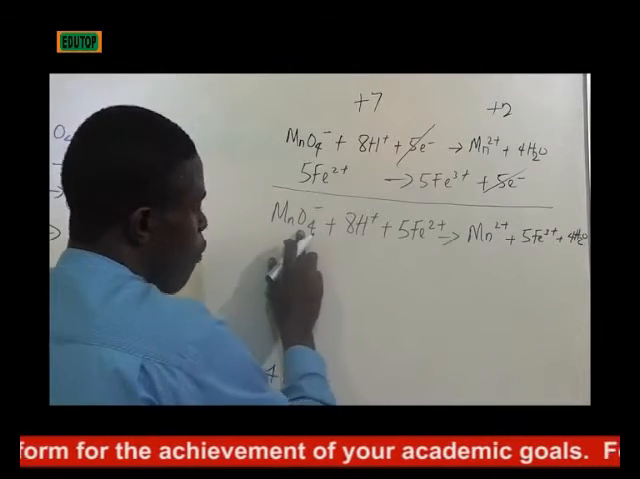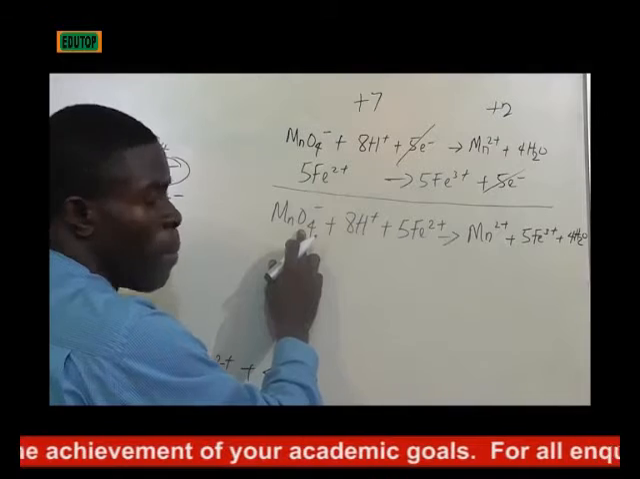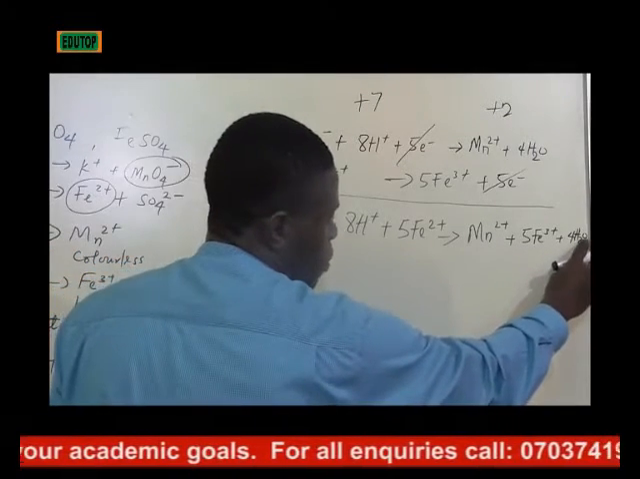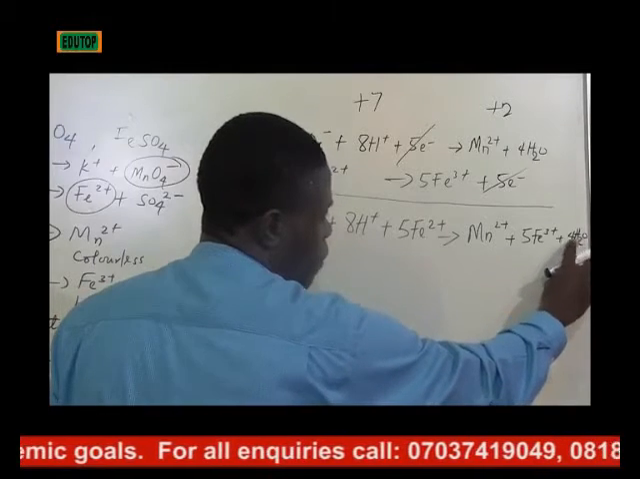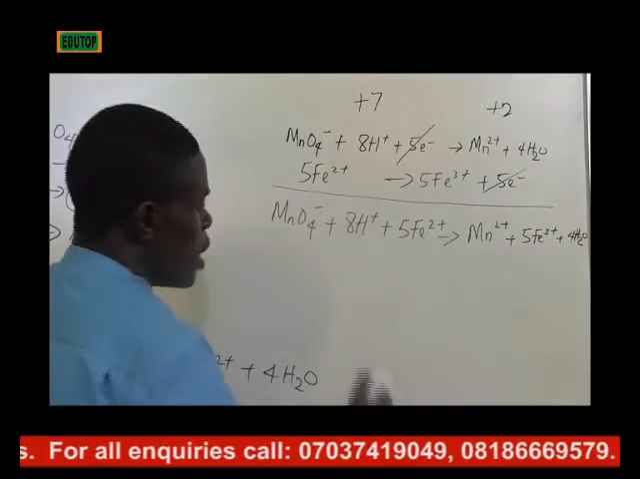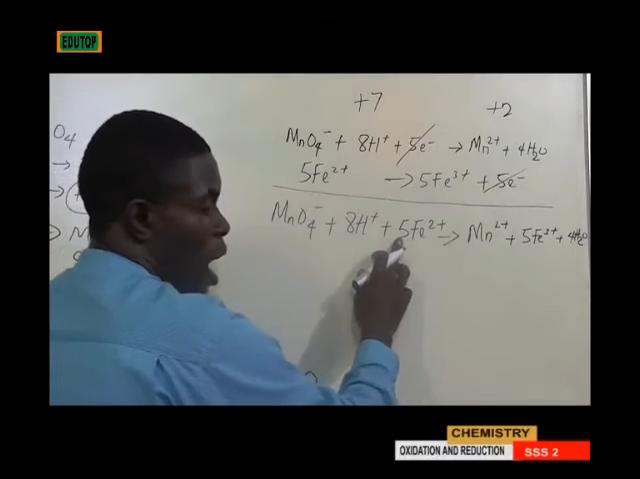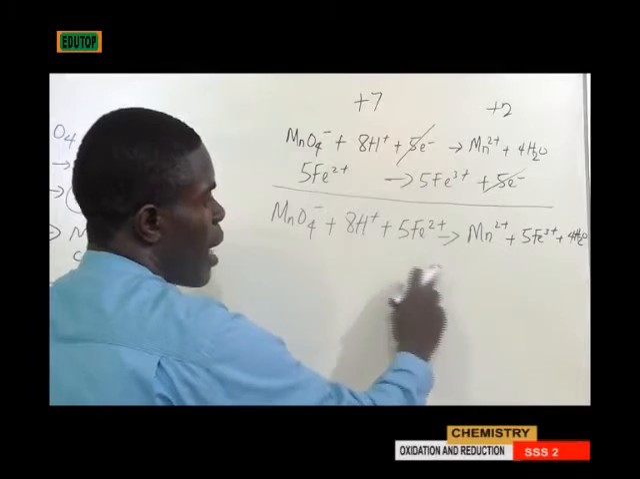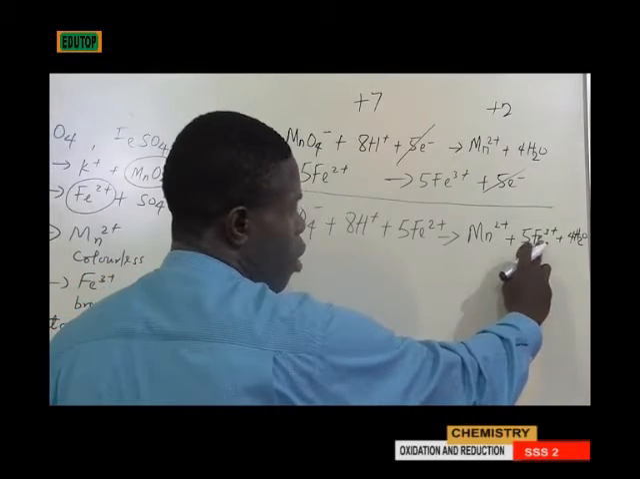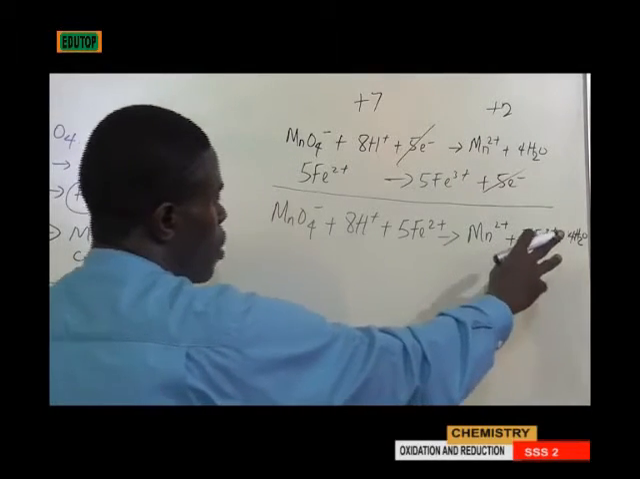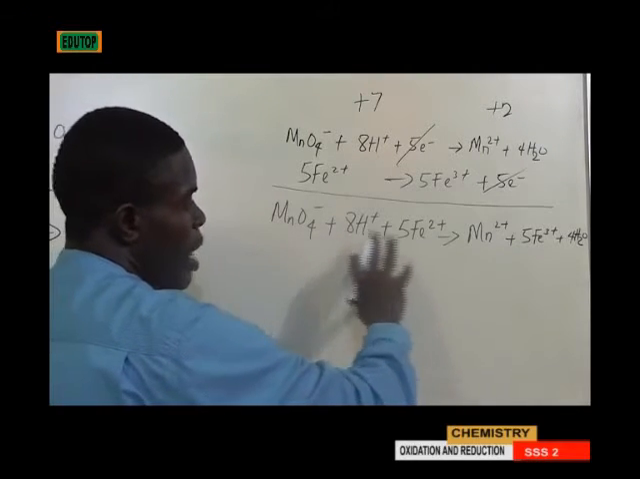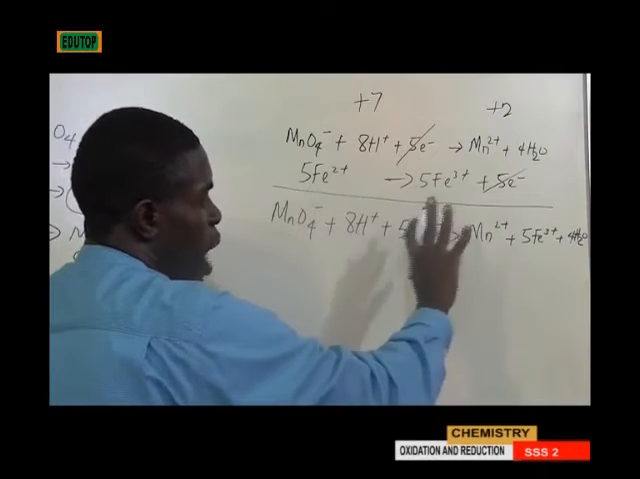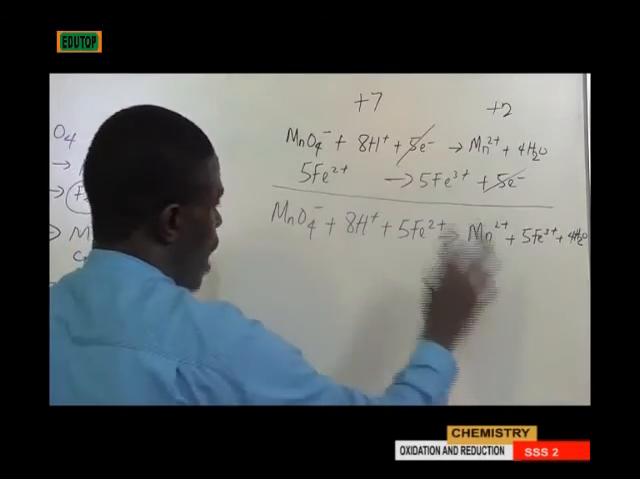Then we have 4 atoms of oxygen on the left hand side. We also have 4 times oxygen here, 4 atoms of oxygen here. We have 5 moles of iron 2 plus here. We also have 5 moles of iron 3 plus here. So with what I have been able to detail, it is justified that this particular reaction is balanced atomically.